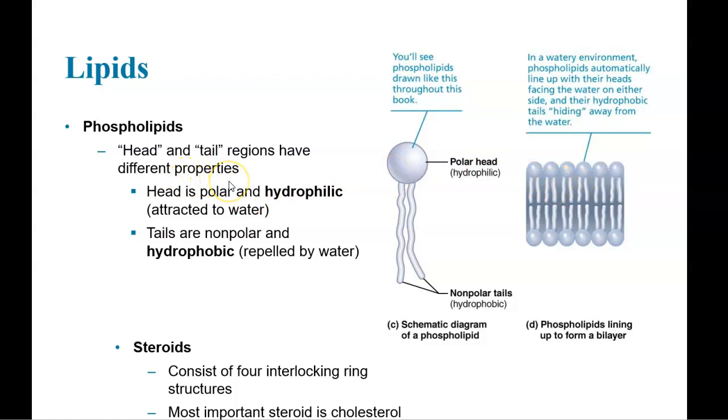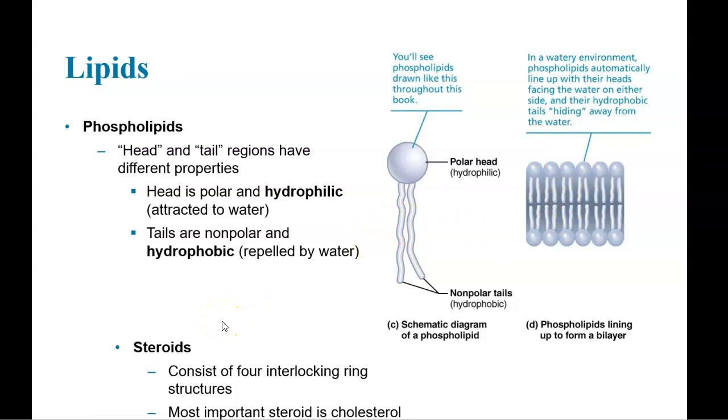They have two main regions, the head and the tail, but they have different properties. The head is polar and hydrophilic, so that's the part that faces the water. Then there's the tail, which is nonpolar and hydrophobic, so it faces away from the water. That's why it makes an effective protective layer, because it prevents water from penetrating. So it keeps the water out.